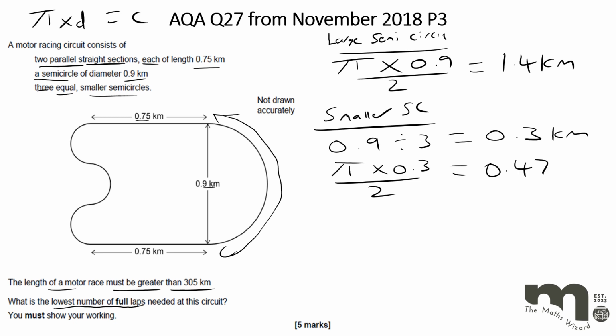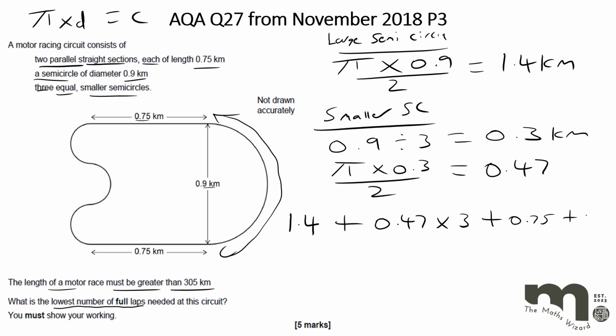So we've then got information about all of those semicircles now, so we can get it all together. So we can do 1.4, we can add that to 0.47 times 3, then we can add on our two straight edges. And that will tell us just one lap.